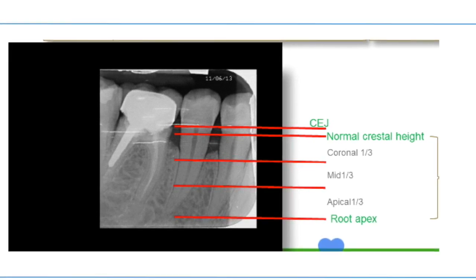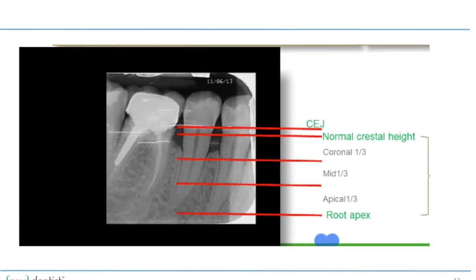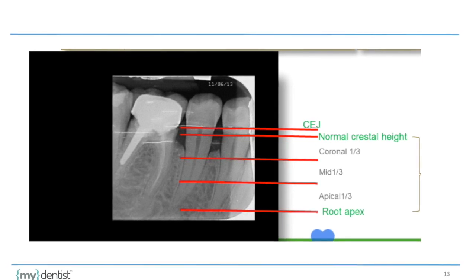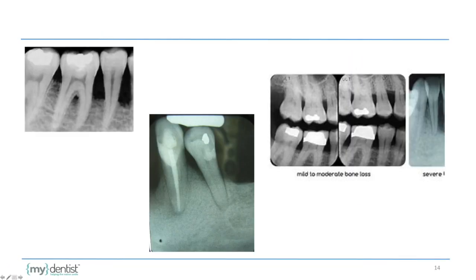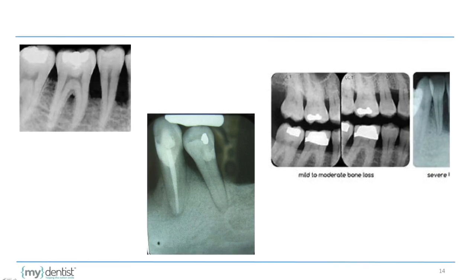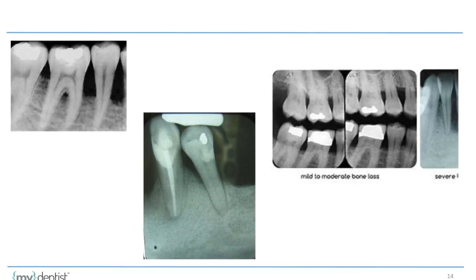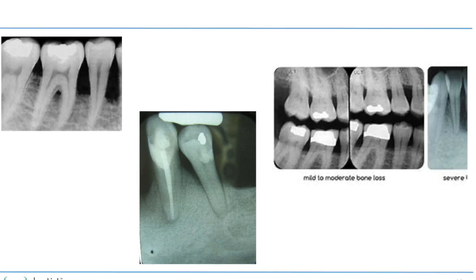And here's some examples of what you might see on the x-rays, whether you use an OPG, whether you use PAs or vertical bite wings, but the x-rays are now vital for this classification. And you can see here examples of severe, mild to moderate.